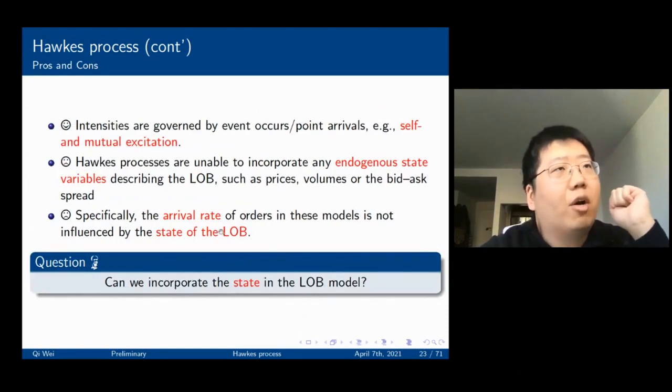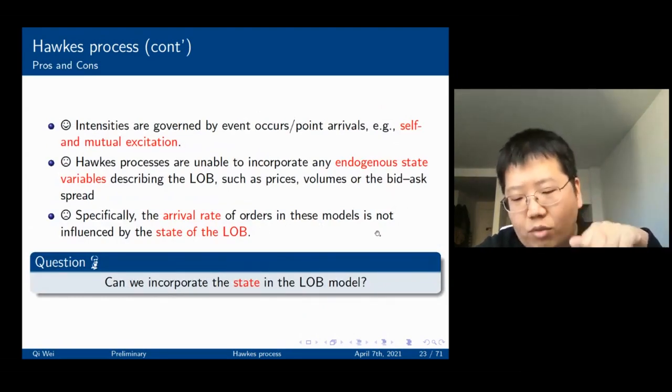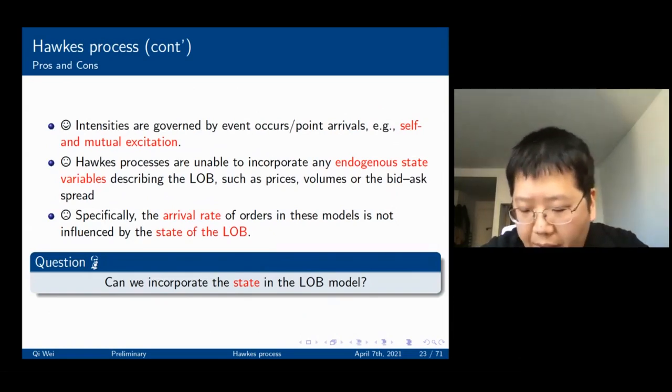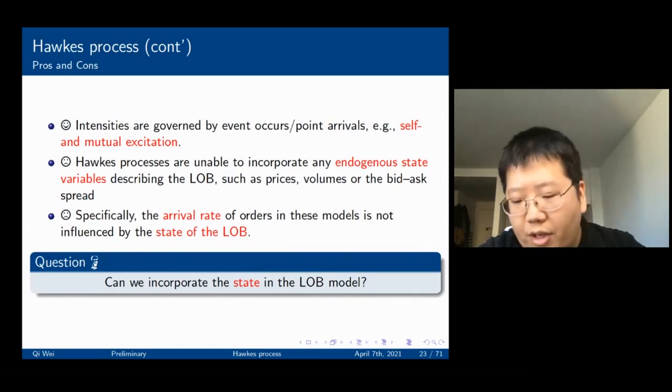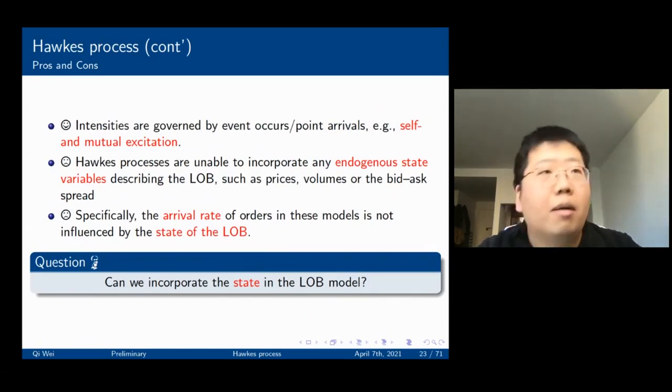Specifically, the arrival rate of the orders in this model is not influenced by the state of the limit order book. That's why we want to incorporate this state in the limit order book model. That's why it gives us this state-dependent model later.